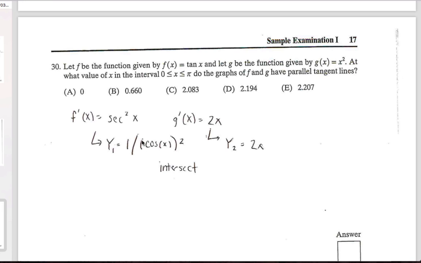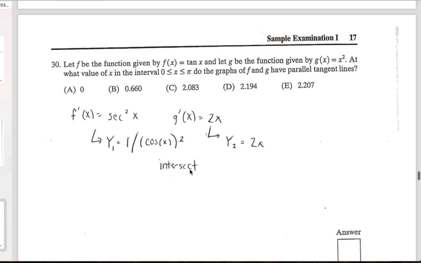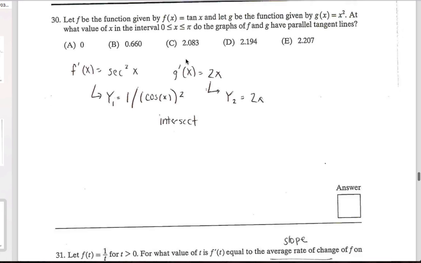You need to put the parentheses in this order. You need to put the parentheses around the cosine. So make sure you know how to put this in your calculator, because the last thing you would want is to not be able to enter it in your calculator correctly, right? So make sure you practice this. Put that in Y1, put that in Y2, and you want to know when it's the same. So find the intersection point, and you should get the answer. I think it was C.